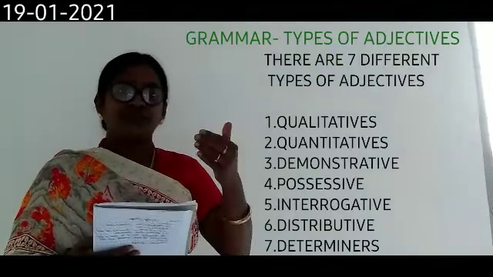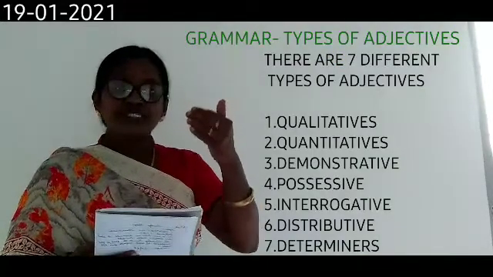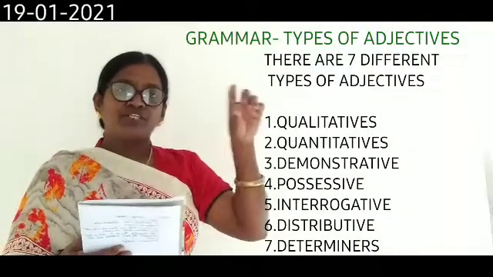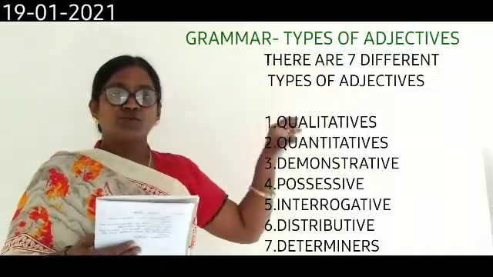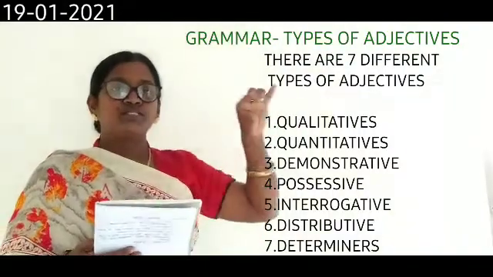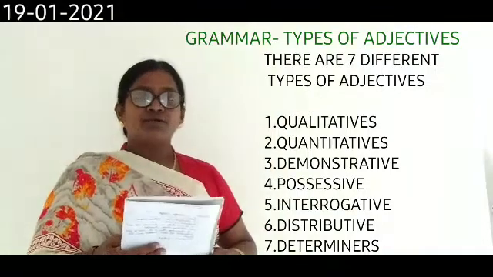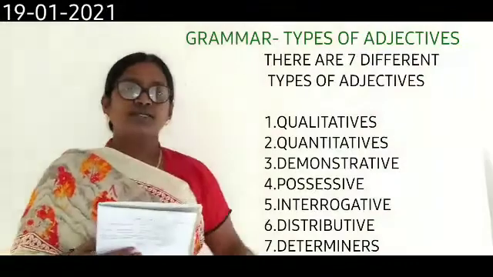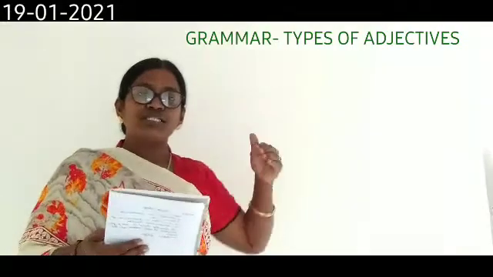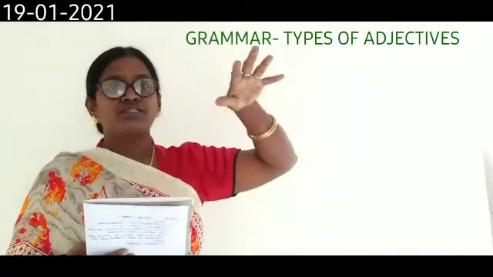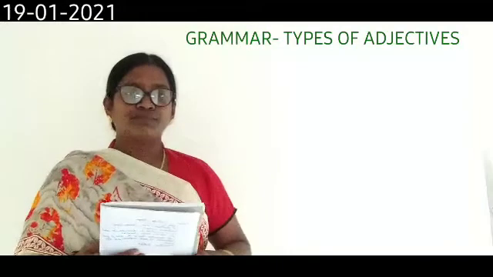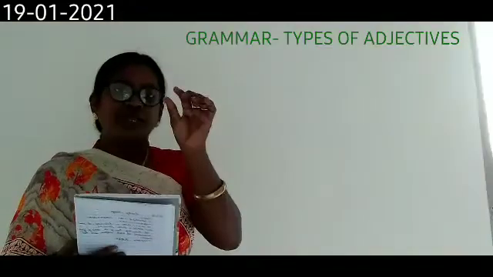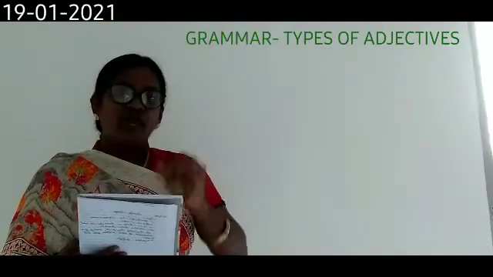When it comes to the next part, it is quantitative adjective. What does it mean by quantity? We measure using certain units, isn't it? 2 liters of milk. It is some 24 kilometers distance. We still need to cover some 24 kilometers of distance to reach that village. Number. Numerative adjectives fall under this category.